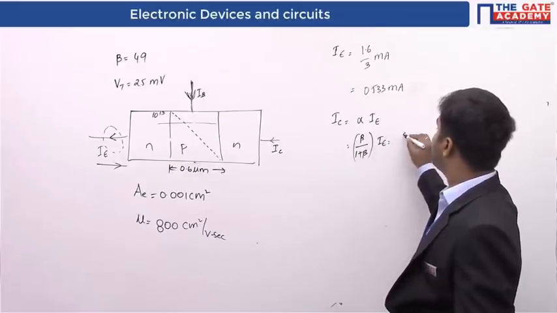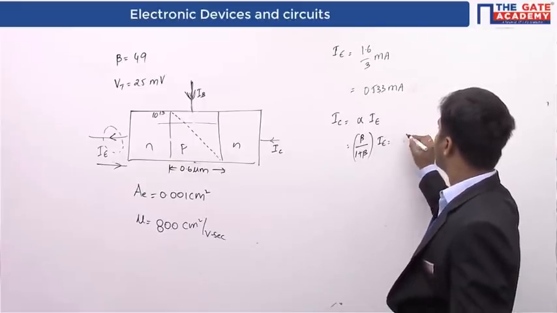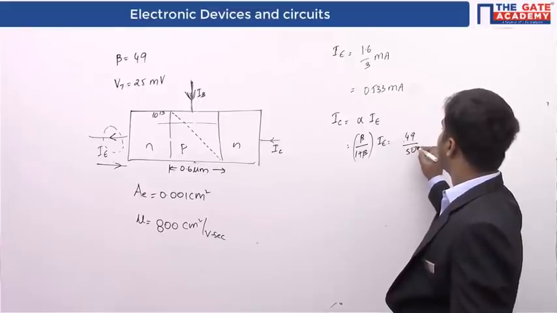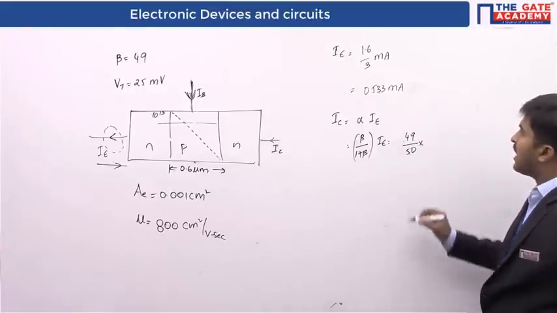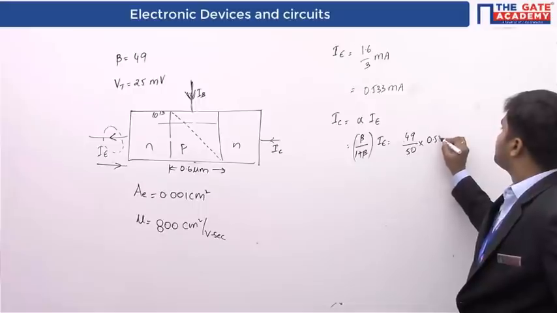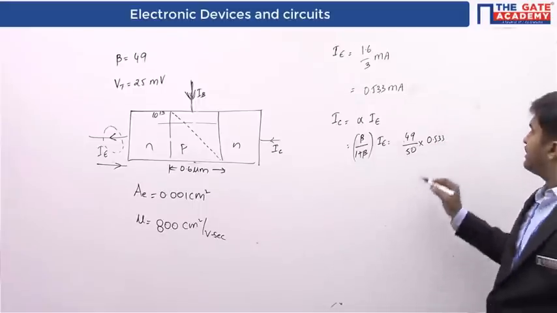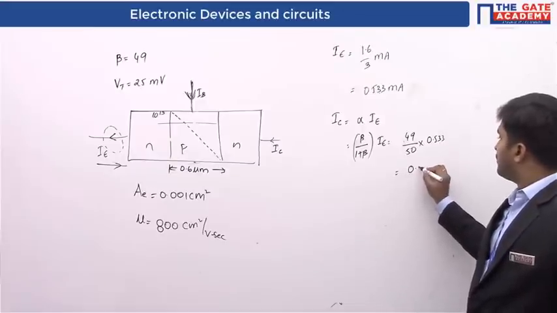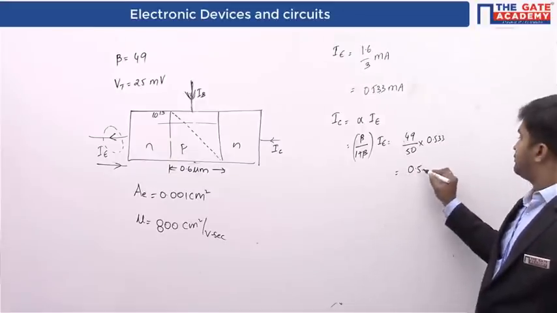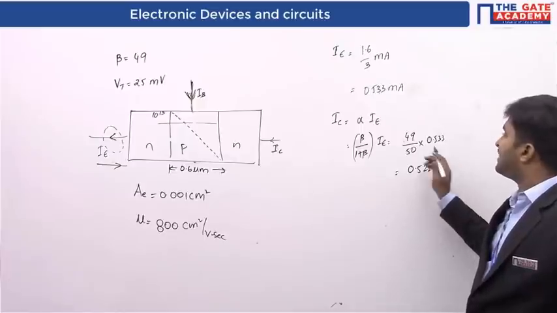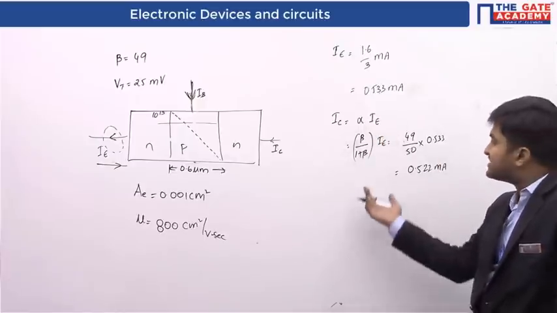So what is beta by 1 plus beta? 49 by 50, multiplied by IE. What is IE? IE is 0.533. Please calculate what value you're going to get. It's going to be 0.522 milliamperes. This is the value of IC, and the direction is going to be the same.